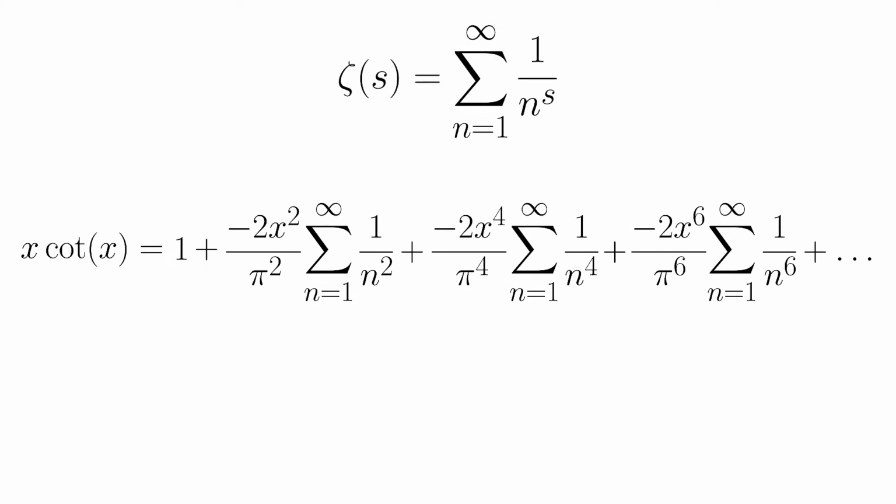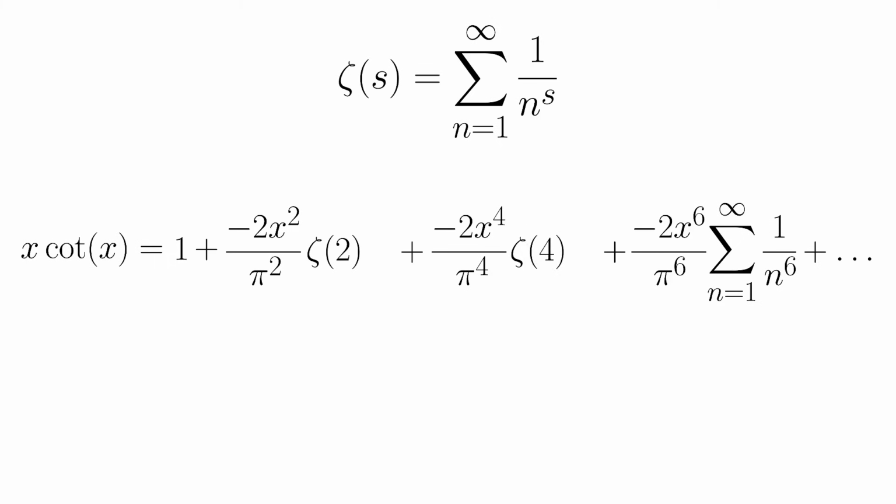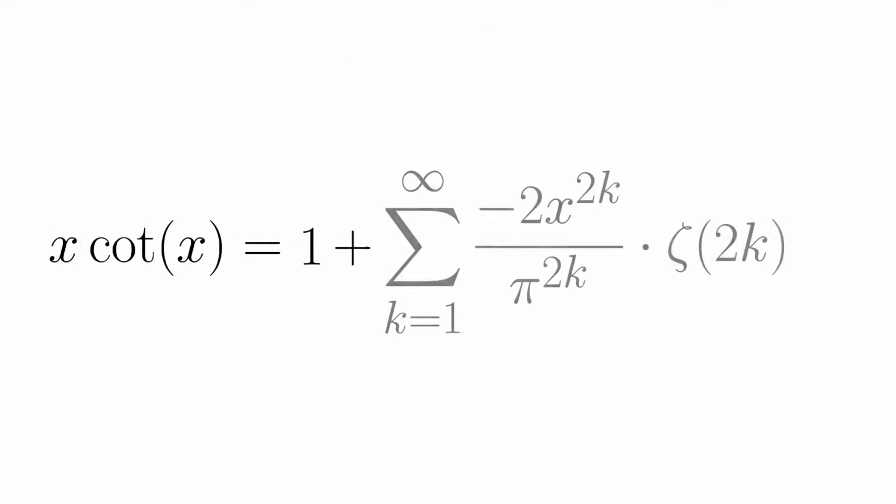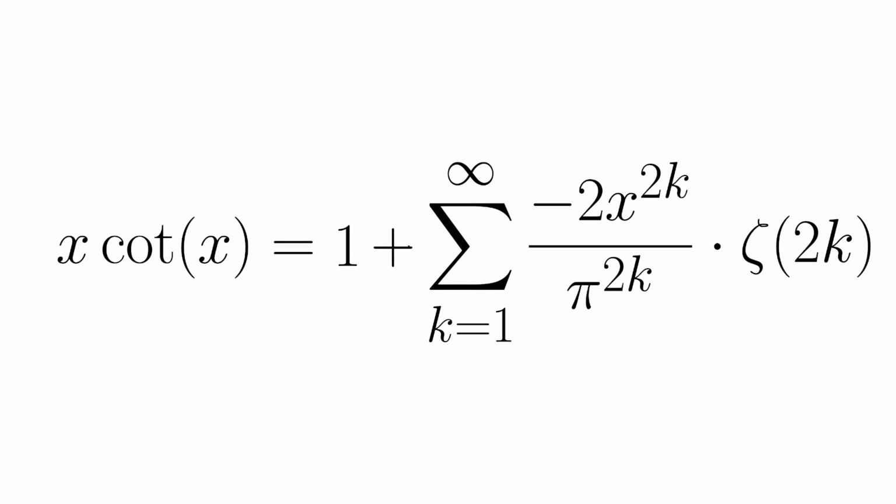Now, remembering our definition of zeta of s, we see that this sum here is exactly zeta of 2. This sum is exactly zeta of 4. This one exactly zeta of 6, and so on. If we condense this whole formula down to a single summation, then what we're left with is x times the cotangent of x is equal to 1 plus the sum as k goes from 1 to infinity of minus 2x to the 2k power divided by pi to the 2k power times zeta of 2k.